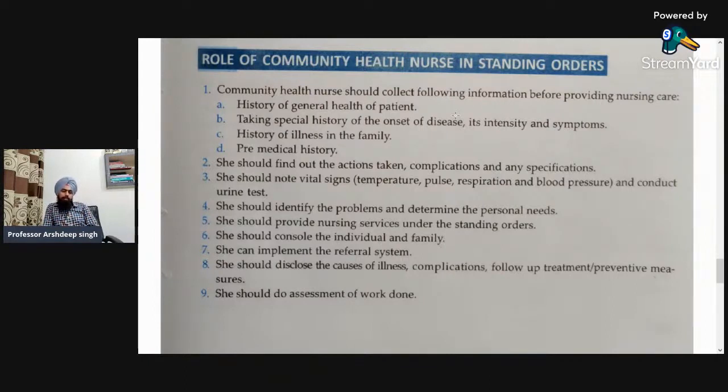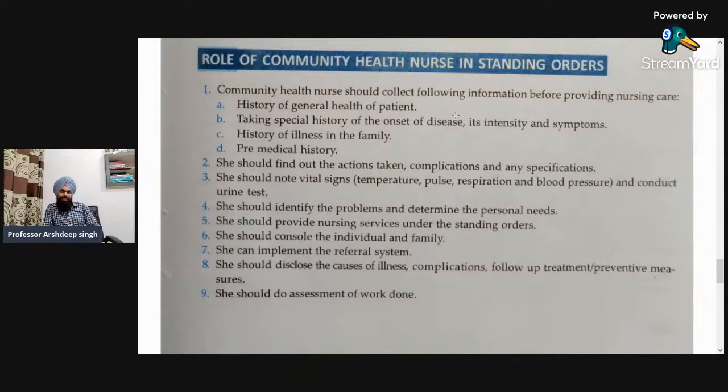Next, the community health nurse has to find out the actions taken, complications, and any specifications. She should note vital signs, which is the most important thing. She has to assess the temperature, pulse, respiration, blood pressure, and must also conduct the urine test, because these are the basic tests we perform during the home visit, and we can get a lot of information from them.